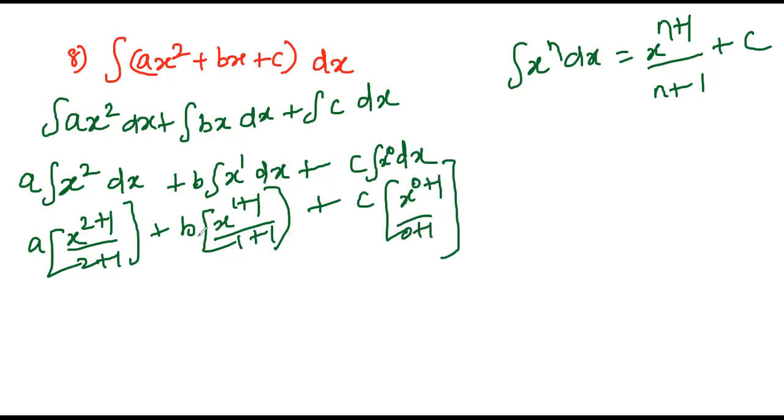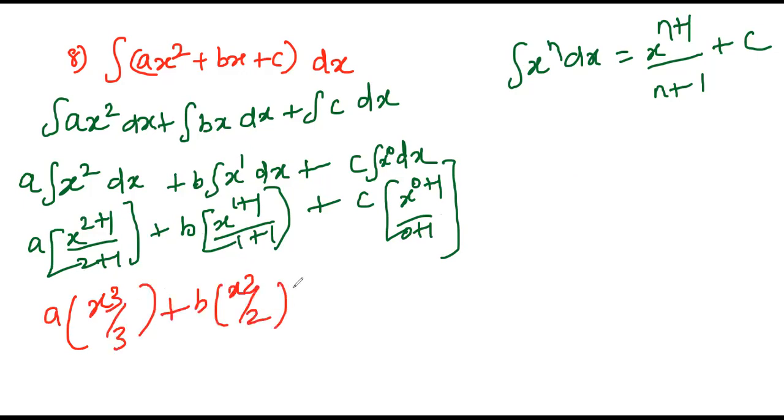See, once you perform the integration, it is compulsory to remove this integration sign, this big S. Okay, this you have to remove. People tend to make mistakes in this as well. So this will become a times of x cube upon 3 plus b into x square upon 2 plus c into x power 1 upon 1, which can be written as x. You just have to adjoin with plus c.